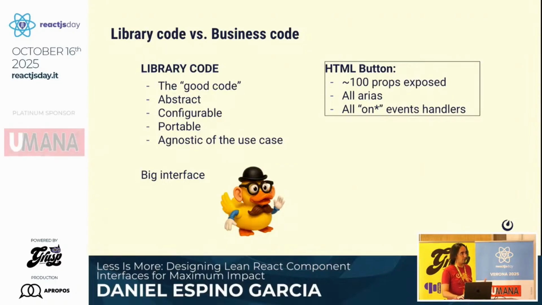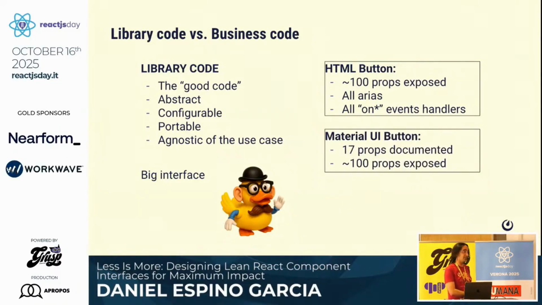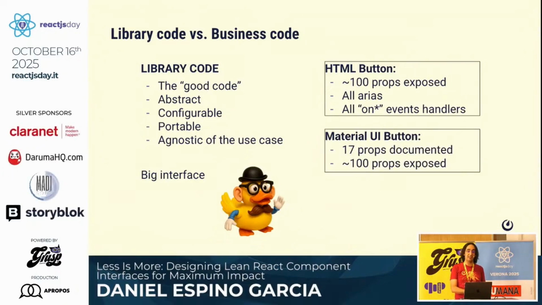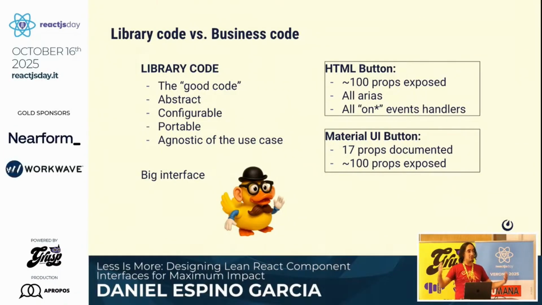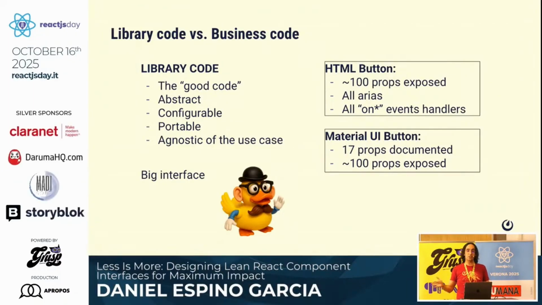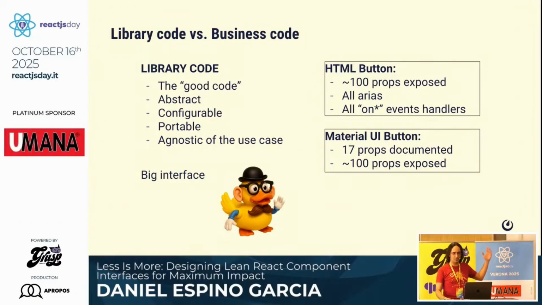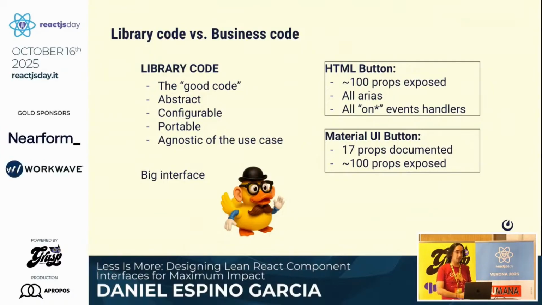Then you get more opinionated libraries. For example, Material UI. In their documentation, they say that they have 17 props, which are a lot. But again, it's a library. It's expected to be used by everyone. And also the reality is that when you try to do the autocomplete on VS Code or whatever, you will get more than 100 props because it's exposing all the props from the underlying HTML button.